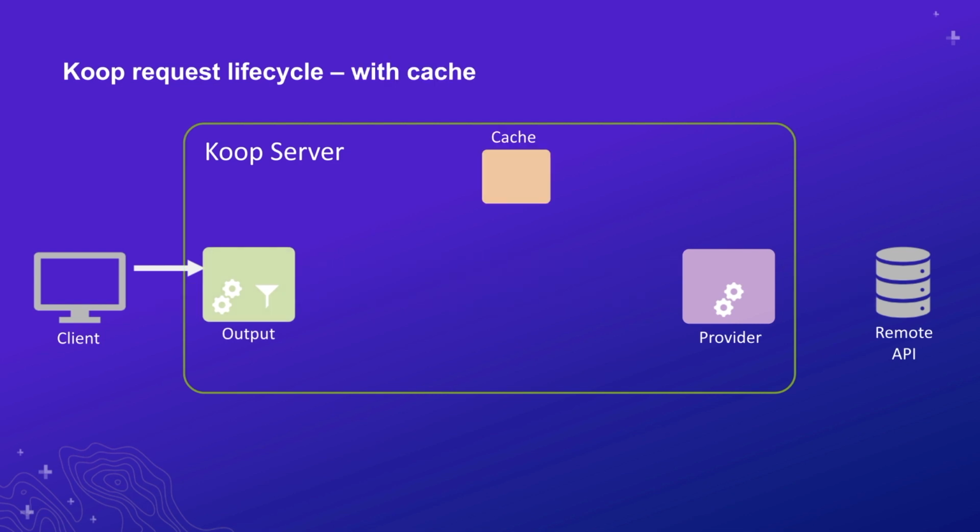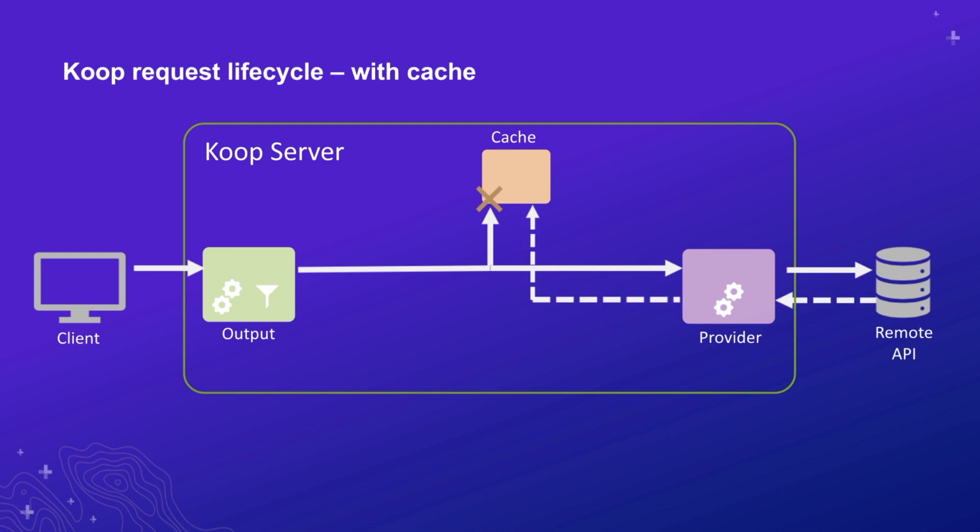If you're using a cache, the Koop request lifecycle is a little bit different. In this case, the client, of course, still sends its request to the Koop server, but the output, instead of going directly to the provider to ask for the data, will first go to the cache. And if the cache doesn't contain data from a previous request, then it will go on to the provider, and of course the remote API.